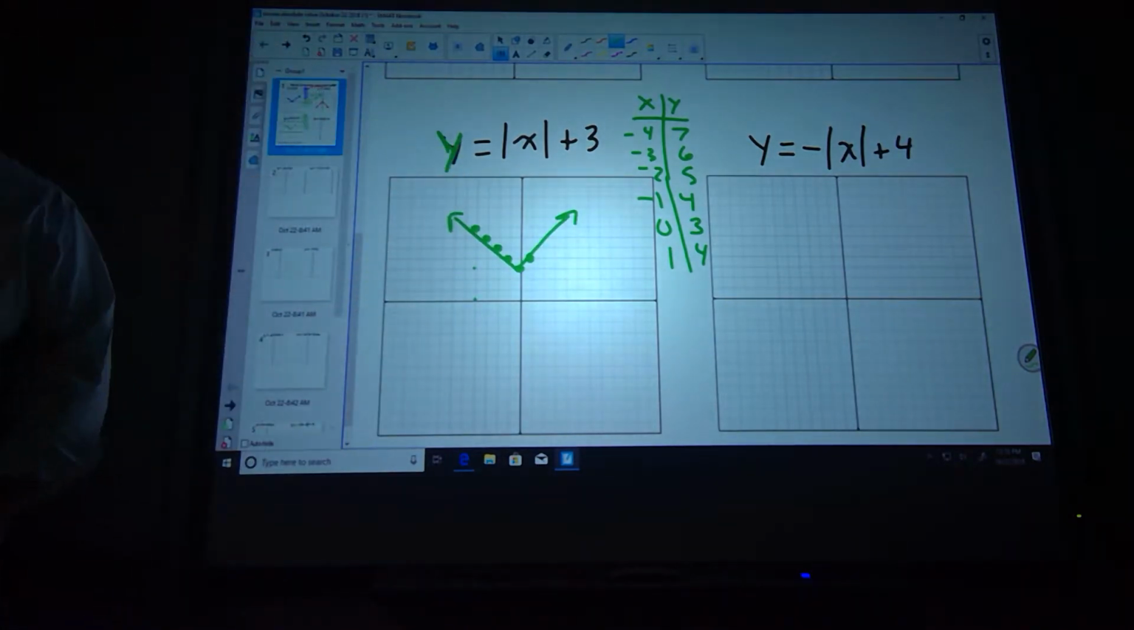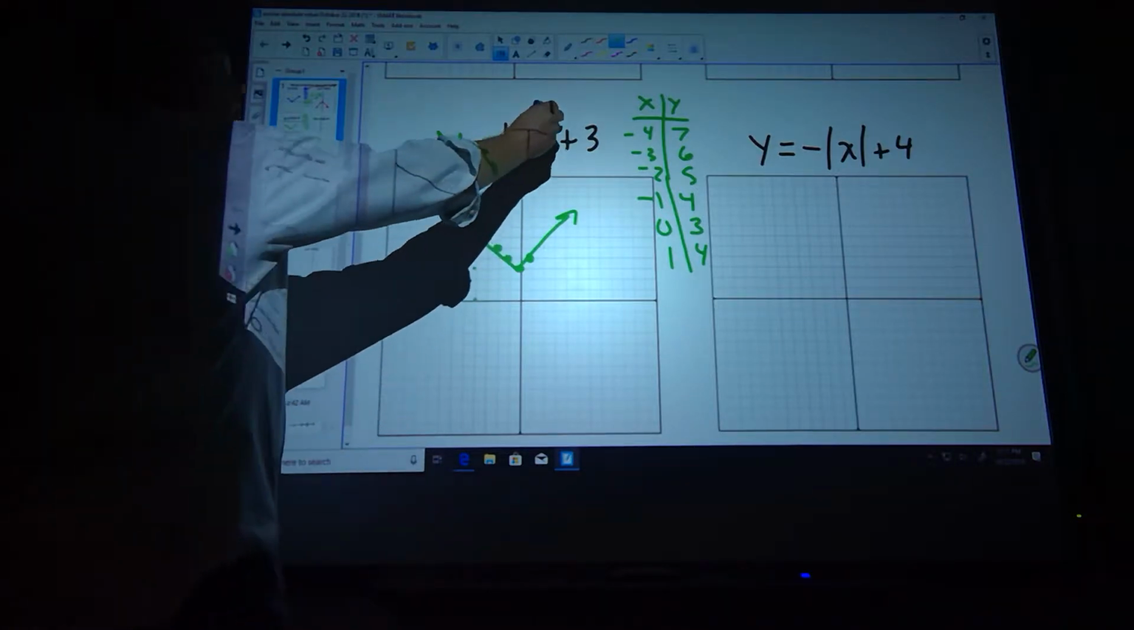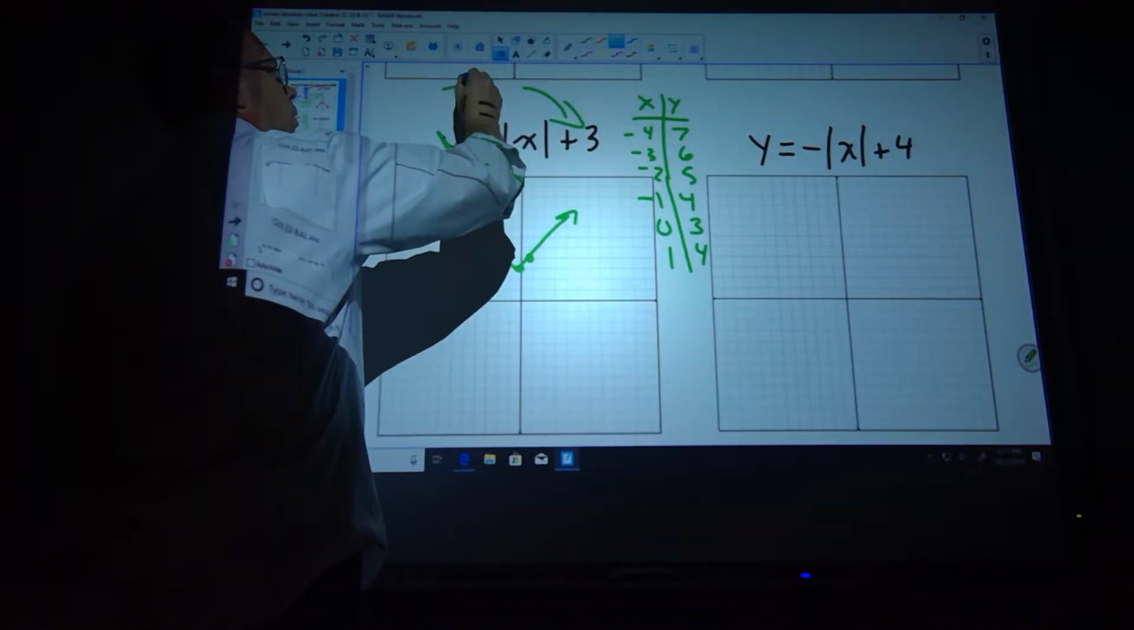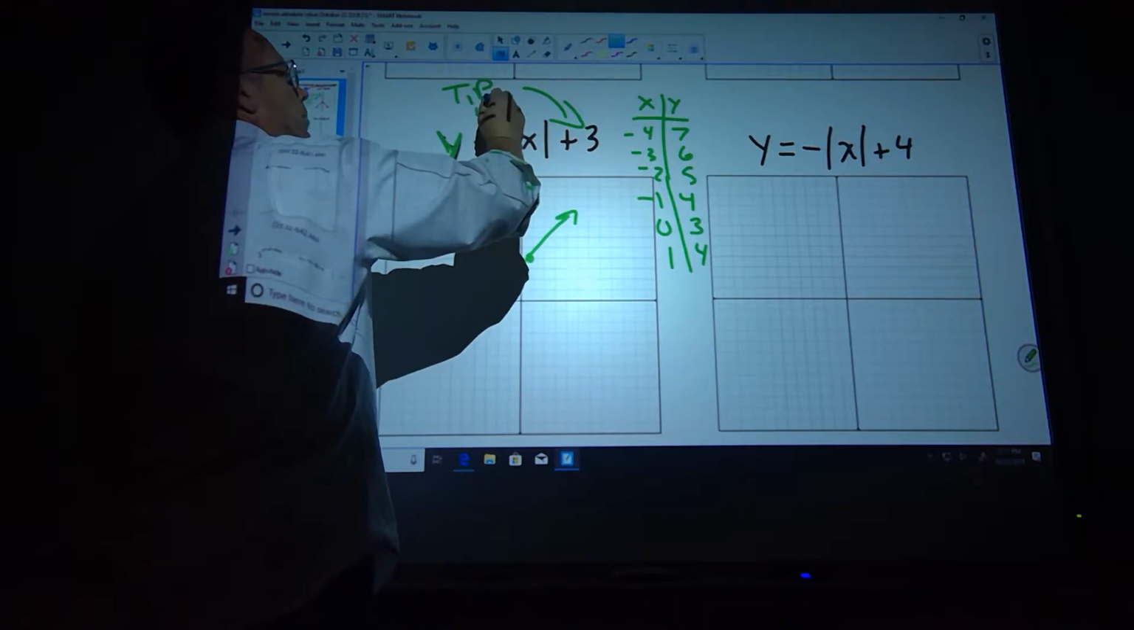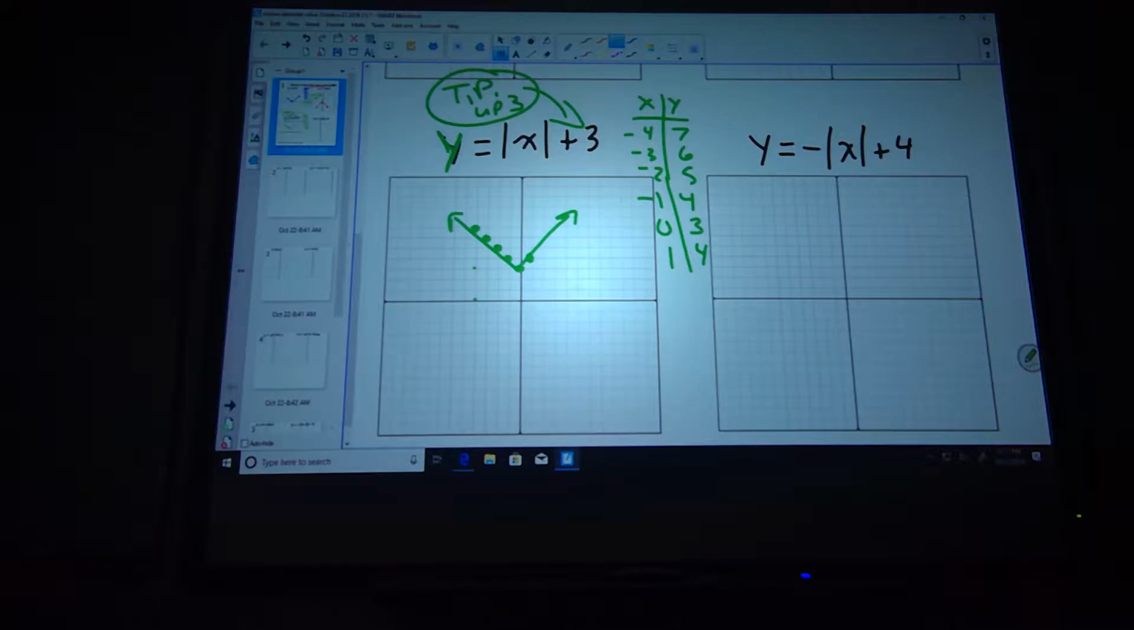So, if I added 3, use your verbiage for me. If I added 3, what does it appear that the turning point did? Did it move? It goes up. How many? 3. You count, 1, 2, 3. Yep. So this seems to have moved the turning point, we'll call it TP, up 3. Does that language make sense?